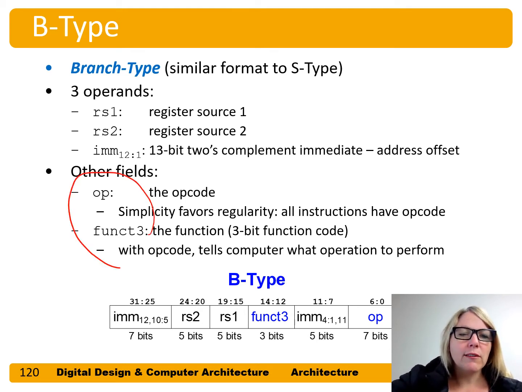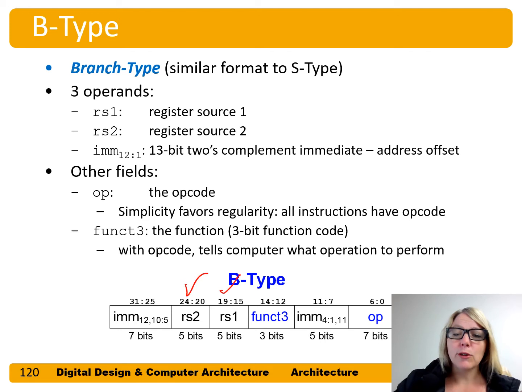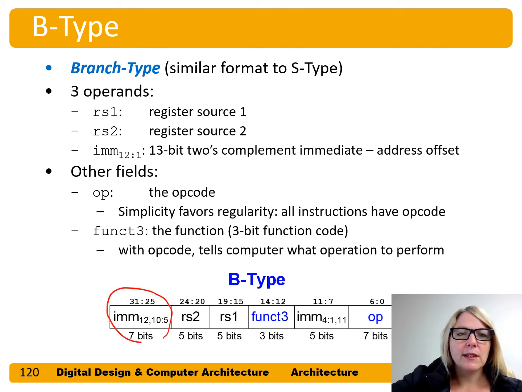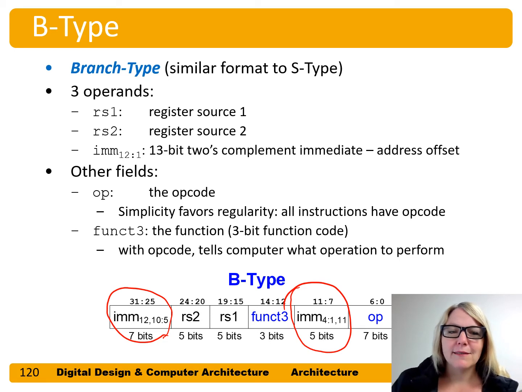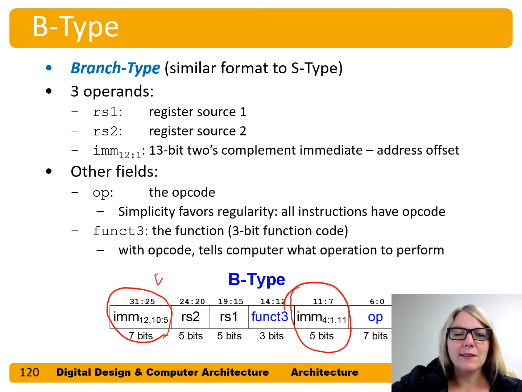As before, we also have the opcode and the func3 bits. Here we have RS1 and RS2 in the same locations as those operands in other instructions, and our opcode and func3 field are also in the same locations as other instructions. Then we split up our immediate like we did in the S-type instruction, but now we're encoding different bits in those fields. We have a 12-bit field separated into two locations in the instruction, but we're encoding a 13-bit immediate. Let's talk about how and why we do that.